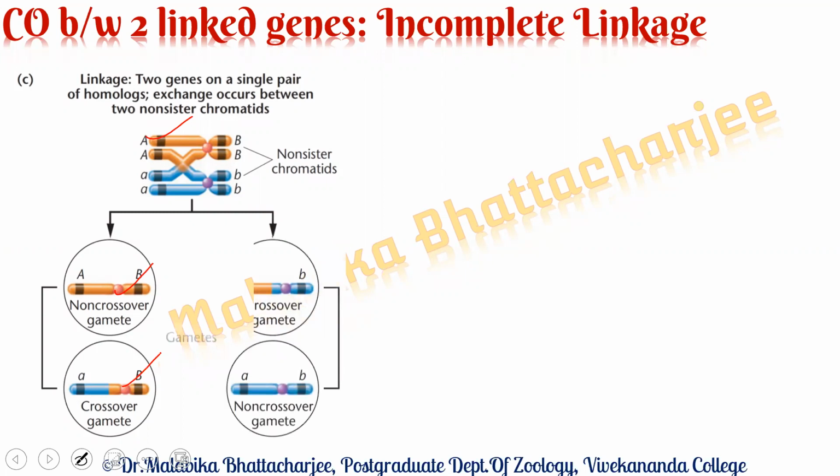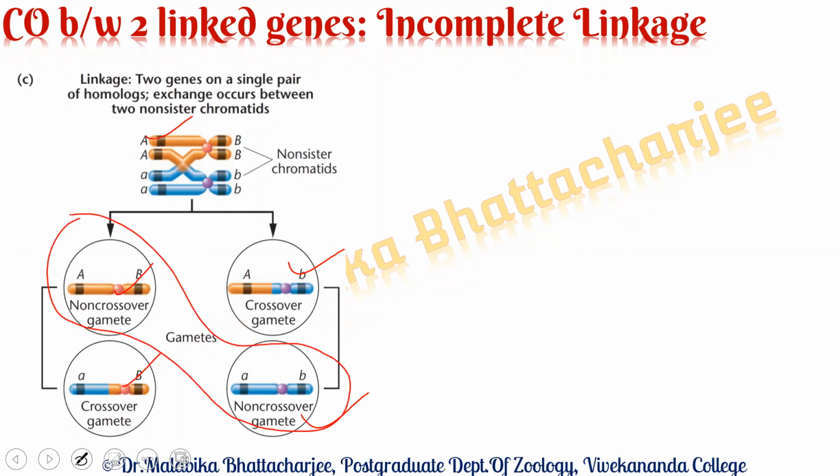And again, we are getting another non-crossover gamete, that is now crossover gamete is capital A, small b, and the non-crossover gamete is small a, small b. So these 2 gametes are the non-crossover gametes, and we are getting 2 crossover products. Now the difference between independent assortment and incomplete linkage is that had this been a case of independent assortment, all the gametes would have been present in equal amount. So the ratio between the 4 categories of gametes would have been 1:1:1:1.